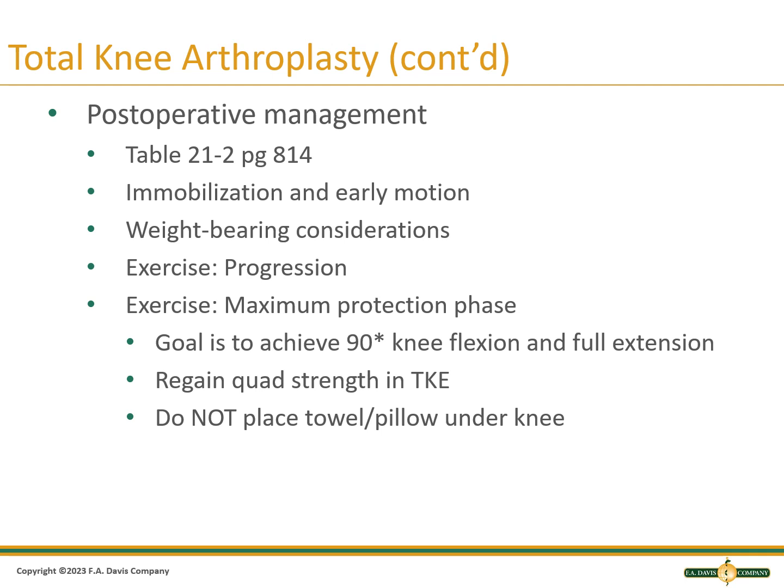Our exercise progression is going to be similar to other joint arthroplasties, where we want to protect early on but initiate muscle activation. Similar to the hip, we want to initiate ambulation early on with the knee, so that way we have better muscle firing with the weight-bearing activities. So during our maximum protection phase, our goal is to achieve 90 degrees of knee flexion and full extension. That's the range of motion that we're trying to get to. We want to regain quad strength in terminal knee extension, and that can be initiated with quad sets, and then we can do weight-bearing terminal knee extension exercises.